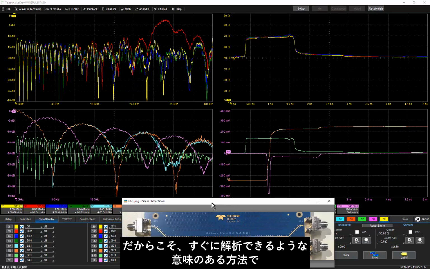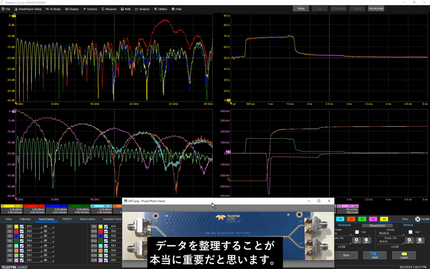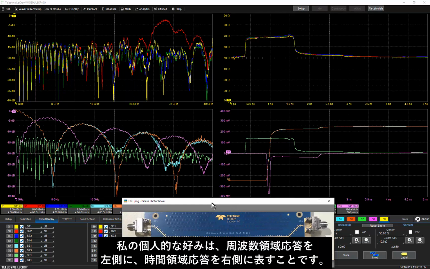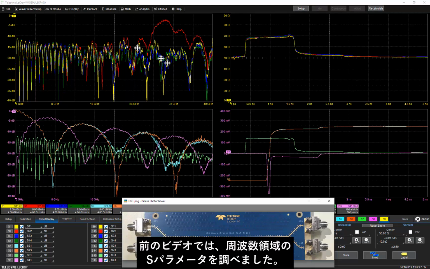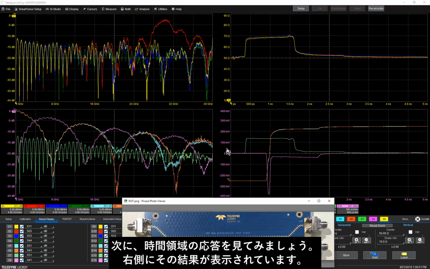That's where I think it's really important to organize the data in a way that makes sense, that we can analyze quickly. My own personal preference is to show frequency domain response on the left-hand side and time domain response on the right-hand side. Initially, we're going to look at the single-ended response, and then we're going to look at the differential response. In the previous video, we looked at the S parameters in the frequency domain. Now we're going to look at the time domain response, and that's displayed over here on the right-hand side.